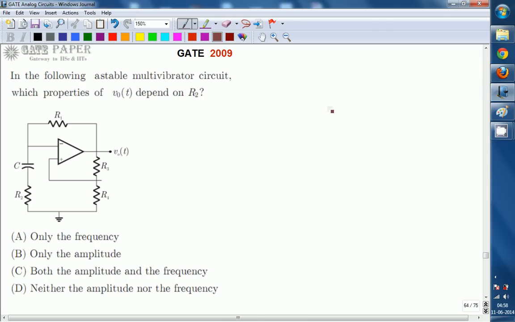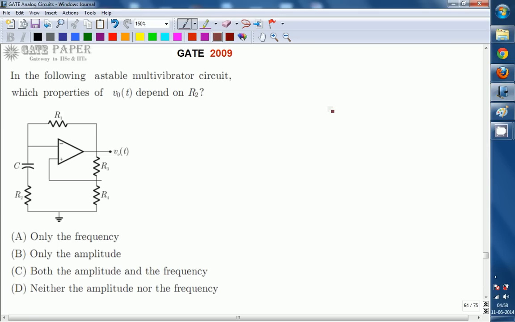Hello, we are discussing the GATE 2009 ECE paper, and the topic is related to analog circuits. Look at the circuit diagram. The circuit diagram given is an astable multivibrator circuit. In that one, which properties of V0 of t depend on R2? A. Only the frequency. B. Only the amplitude. C. Both amplitude and frequency. D. None.